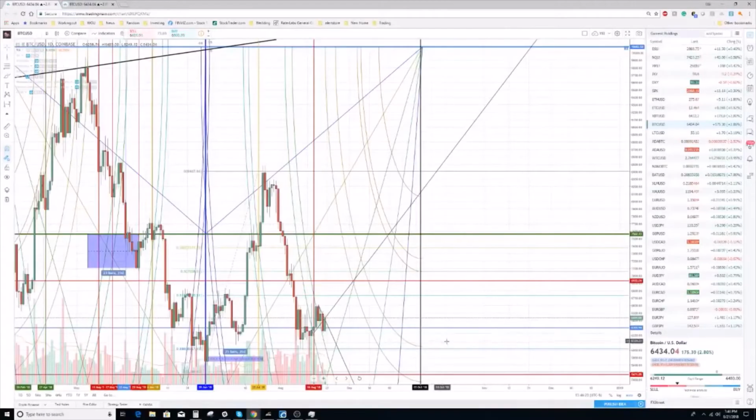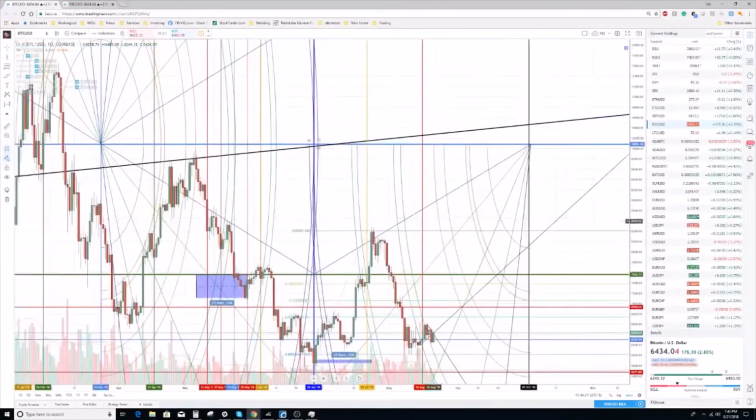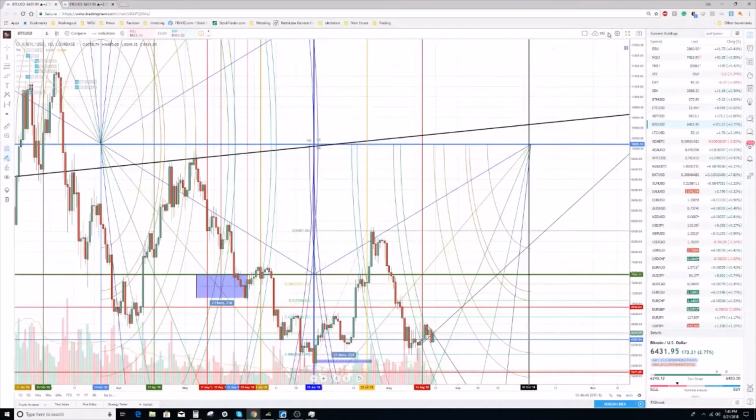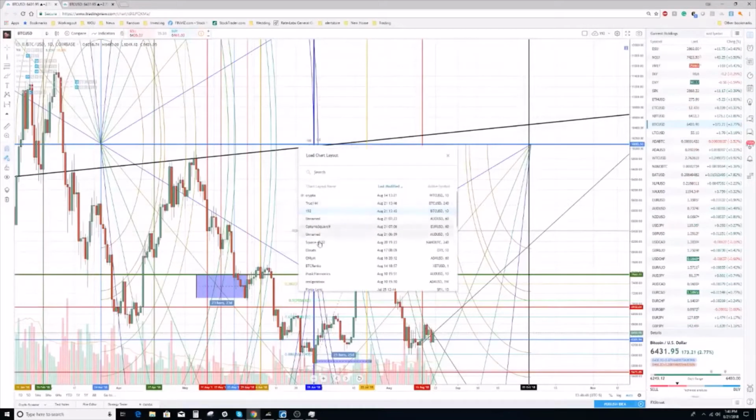Can you show us how to set up a Gann chart? Absolutely. Good question. All right, so there are a number of ways to create a Gann chart. Probably the easiest, and the one that you should learn first, is how to square a range.